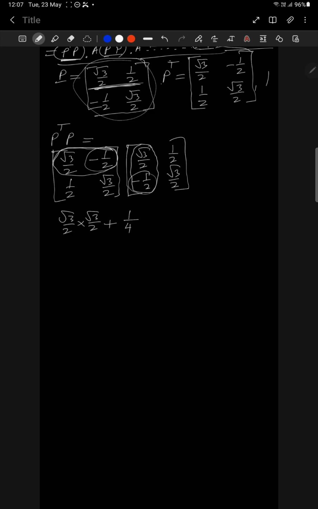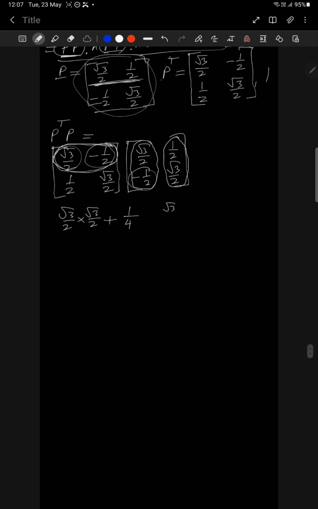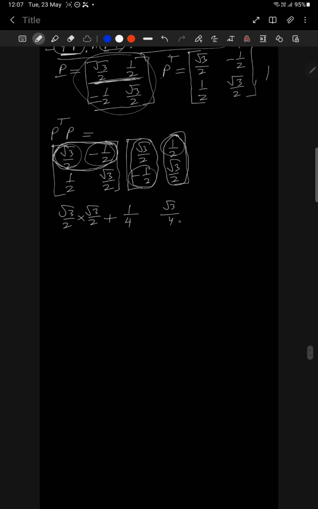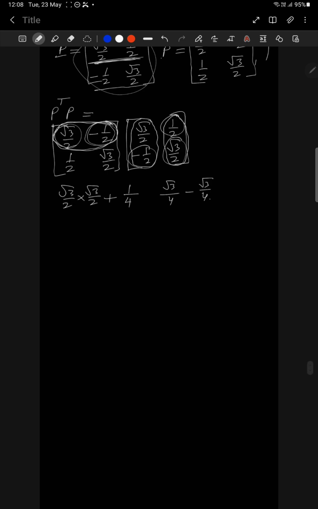Then again you multiply this row to this column and write it in this way. If we multiply root 3 by 2 and 1 by 2, it will be root 3 by 4, and then minus 1 by 2 into root 3 by 2 will give you minus root 3 by 4. This row multiplied by this column gives the first element of the resulting matrix. This row multiplied by this column will give you the second element in the first row itself, which will be written over here. I hope you all are getting the point.